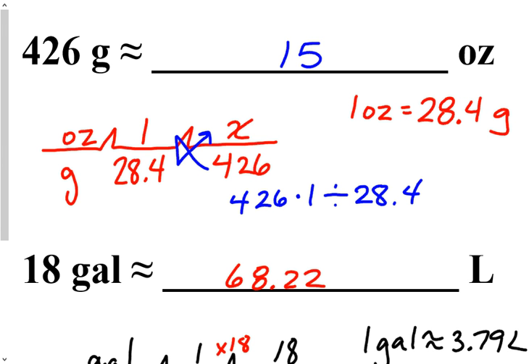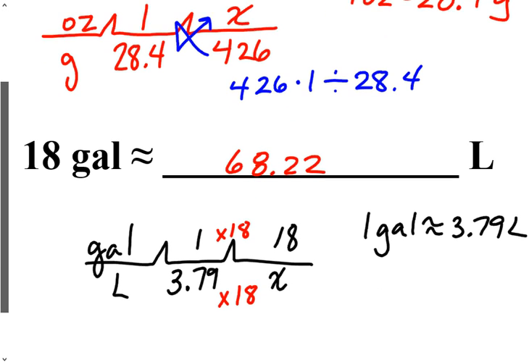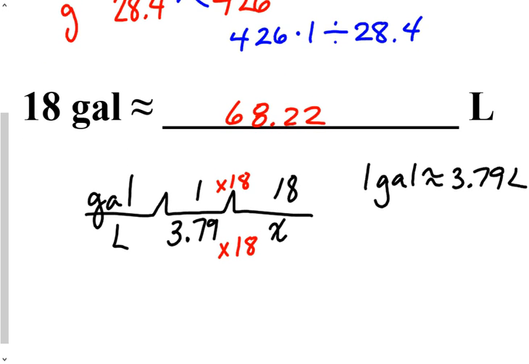All right, as you take a look at this, 426 grams is about equal to 15 ounces. Take a look at how you set up your bridge map and what conversion factor you used. And then 18 gallons is approximately equal to 68 and 22 hundredths liters. Again, look at your conversion factor. You should have used 1 gallon is about 3 and 79 hundredths liters. And then look how you set up your bridge map. It's pretty easy to see on this one.